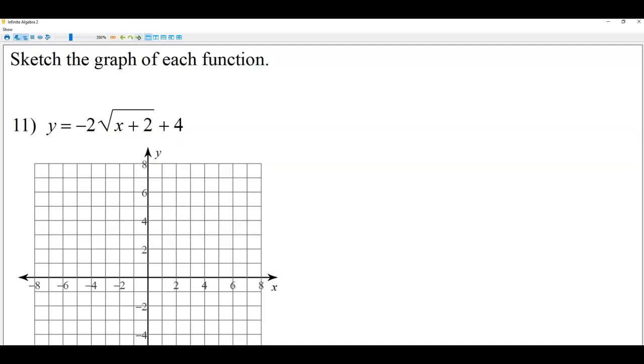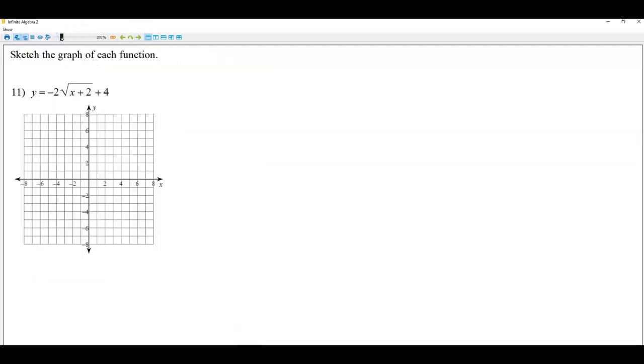All right, number 11. They want us to graph this function. First of all, to graph a square root function, this number and this number combined make up your starting point. But you have to remember to do the opposite of this number, so it's actually negative 2. But we'll call that our starting point. So I'm going to start at negative 2, positive 4.